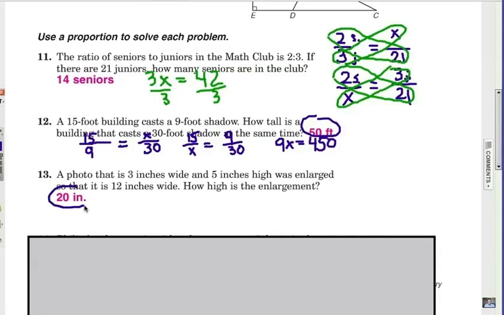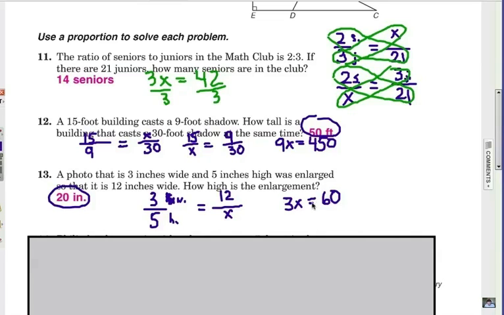Our answer is 20 inches, and here's how you can get it. A photo that's 3 inches wide and 5 inches high. If I set it up like that, 3 is the width number and 5 is the height number. So width over height. Let's match that on the other side. It's 12 inches wide, so the 12 would have to go here, and the x would go on the bottom. Okay, cross multiply to give us 3x equals 60, and then divide by 3 to get 20.